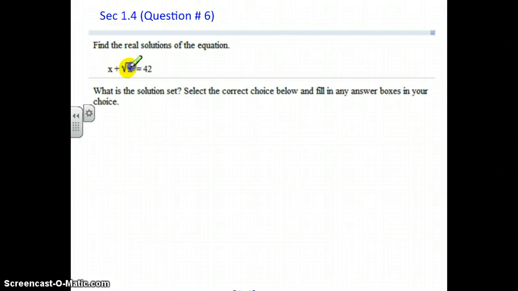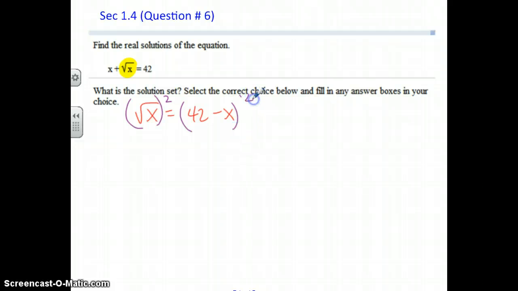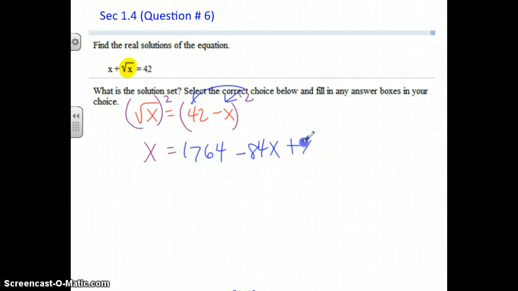And again, the goal is to isolate the radical here, so I'm going to subtract off the x, and this will leave me with 42 minus x. And to get rid of the radical, I'm going to undo the radical by squaring both sides. And again, I'm not going to get tempted to distribute the 2. That's actually a mistake, so I'm going to square the first, which is 1764. I'm going to take twice the product, which is negative 84x, and square the last.